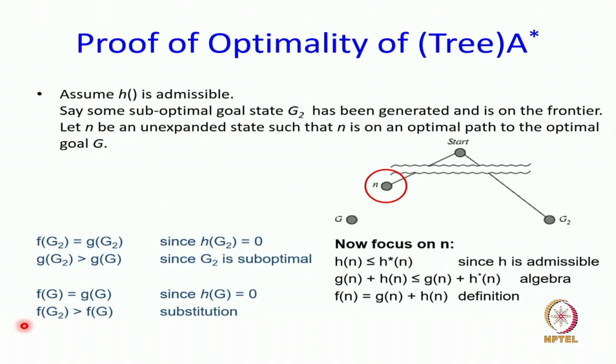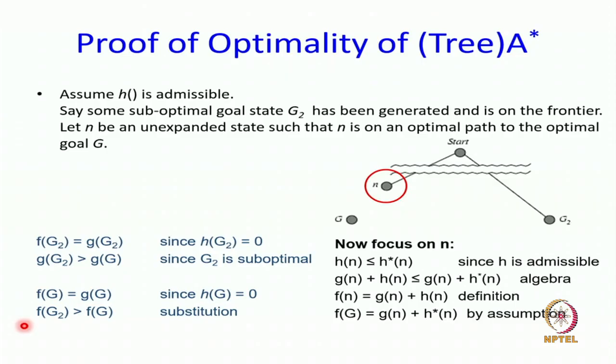So, what is going to happen? g n plus h star n, which is the cost to n so far and the best cost to a goal, is going to be exactly this path's cost. Right? This is the optimal path. So, therefore, we can say that f of g, right, what was f of g? The cost of this path plus 0 is going to be exactly equal to the cost of this path up to n plus the optimal path from n down the line to g.